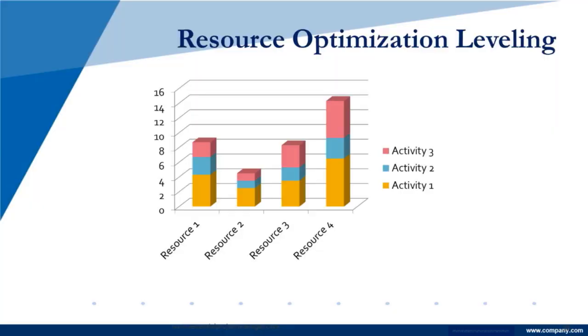So, resource four has a lot of activities. Do we want to balance that? How do we balance that? How do we look at this and make this work for all the resources and the company to optimize the leveling? Some of you are probably rolling your eyes at me, and that's okay. But understand that optimization of your resources is key. If you use your key resources too much, it will be detrimental to your project over the long haul.